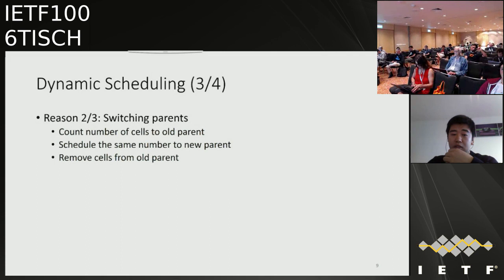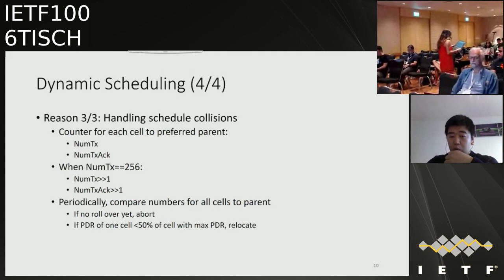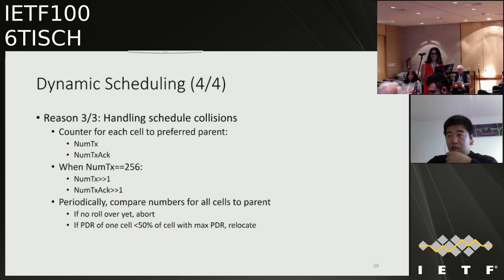And for handling collision, next slide, please. We detect the schedule collision depending on the PDRs, the relative PDRs. If the PDR of one cell is 50% less than the cell with the maximum PDR, we relocate it. To calculate PDR, we use two counters, num TX and num TX ACK. They always add one when a transmission happens and when there's an ACK reply.